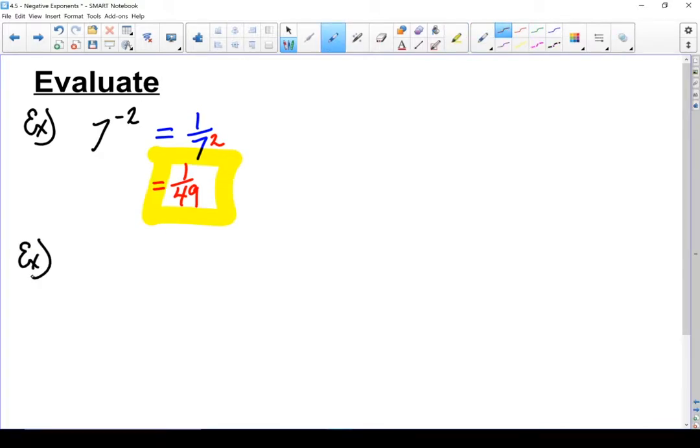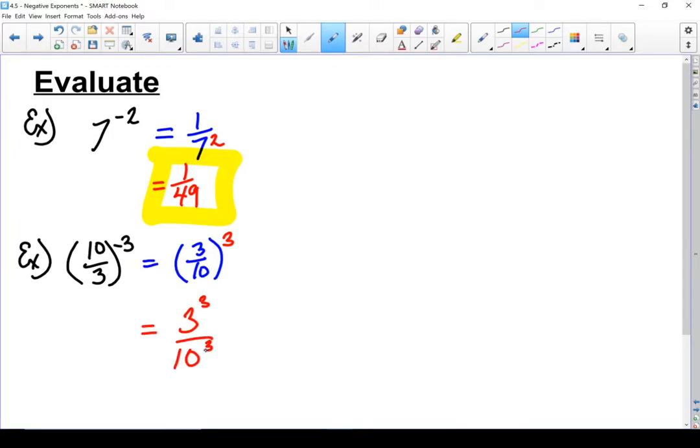Let's do another one. 10 thirds to the negative 3 power. First step, take the reciprocal of the base. In this case, the base is 10 thirds. So it now becomes 3 over 10. I just flipped it. And that exponent becomes a positive 3. Now when I take the power of a fraction, I take that exponent and I apply it to the numerator and to the denominator. So this becomes 3 to the power of 3 over 10 to the power of 3. 3 cubed is 27. 10 cubed is 1,000. There's my fraction.